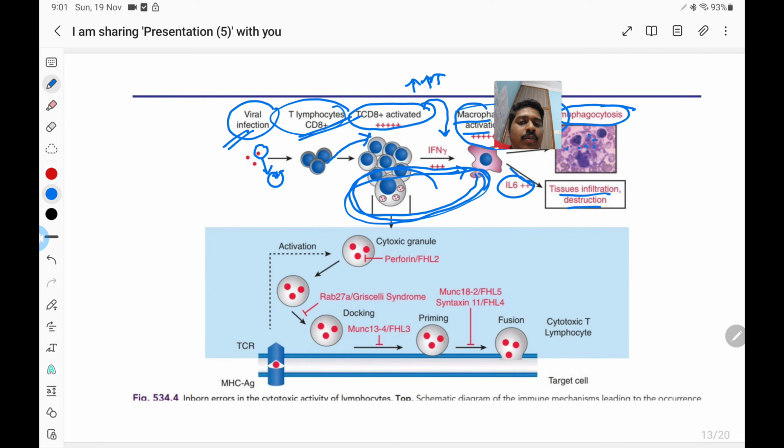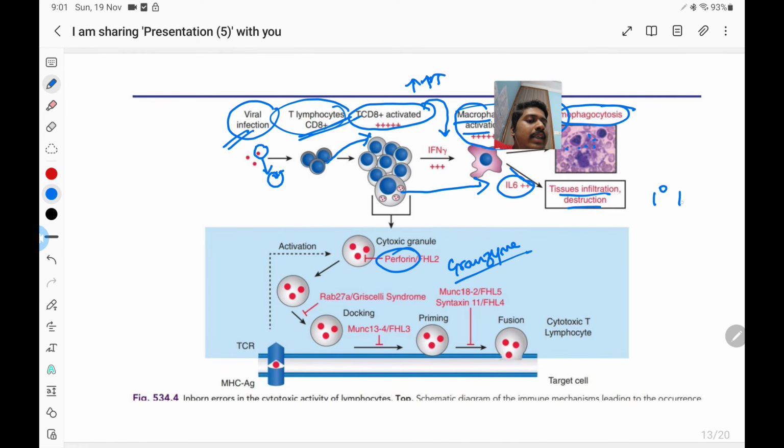If you go into depth between what happens between this CD8 and macrophage activation, you can see there are two important molecules. One is perforin and one more is granzyme. Why I'm telling this is because in primary HLH, which is because of genetic mutation, there is mutation in granzyme and perforin and a few other molecules also, which will cause uncontrolled activation of CD8 plus and macrophages. Getting my point? Viral infected cells as such can cause increased activation, as well as these molecular mutations, which finally leads to hemophagocytosis.